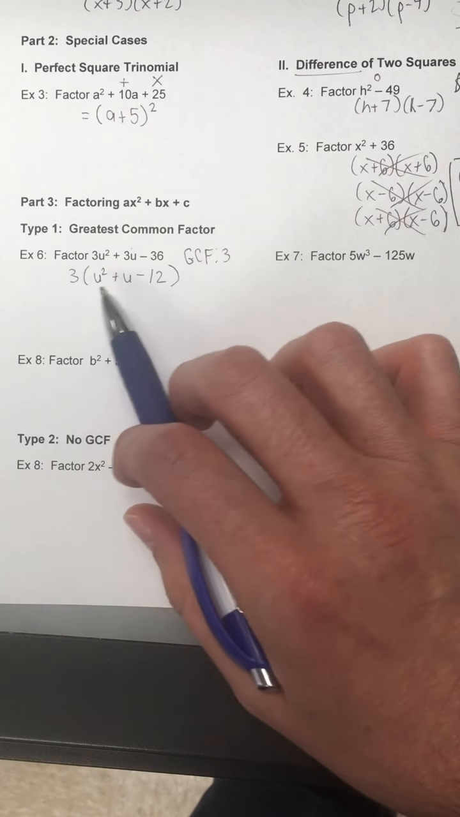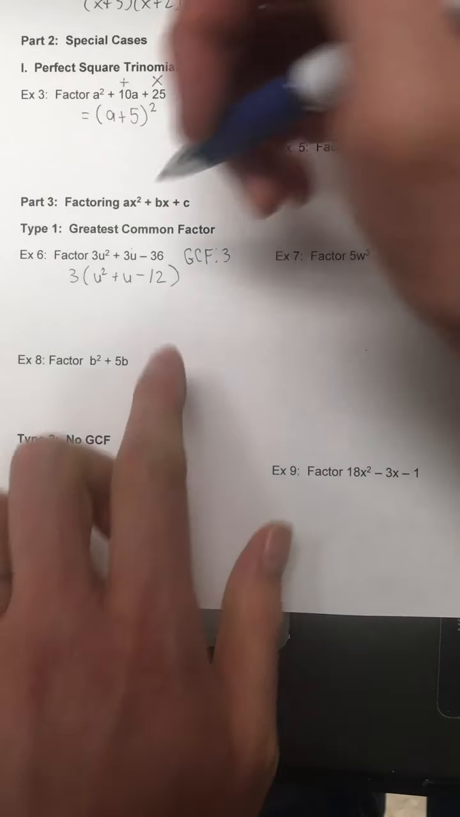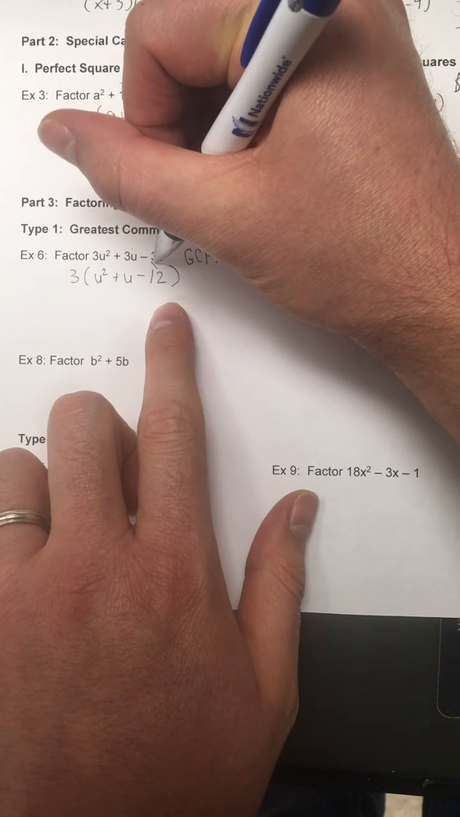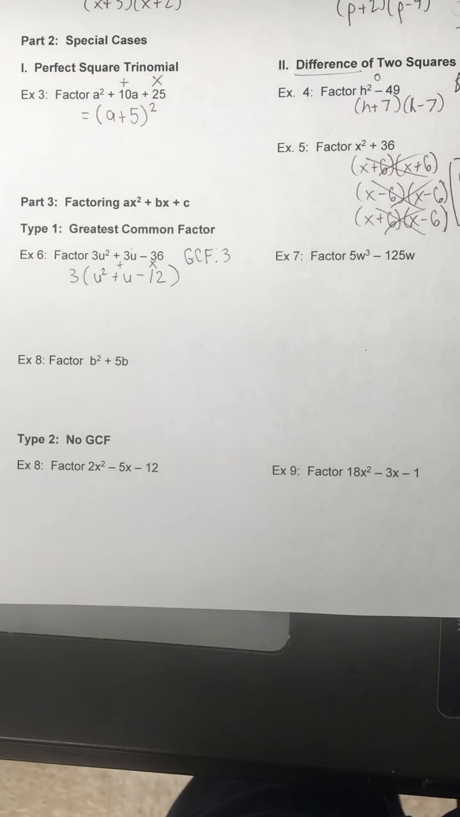What's left? u squared plus 1u minus 12. I can factor that just like the other problems. So now I want to find two numbers that multiply to give me negative 12 and add to give me positive 1. What numbers multiply to give me negative 12 and add to give me positive 1?